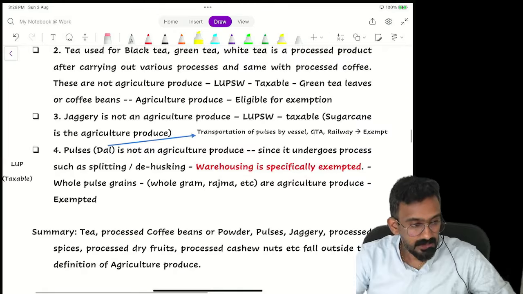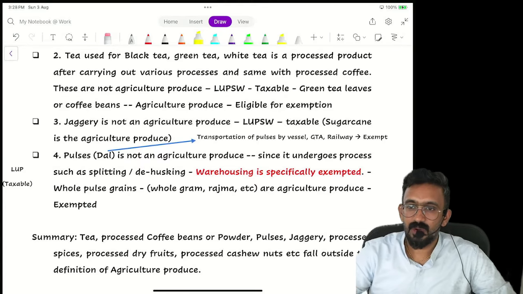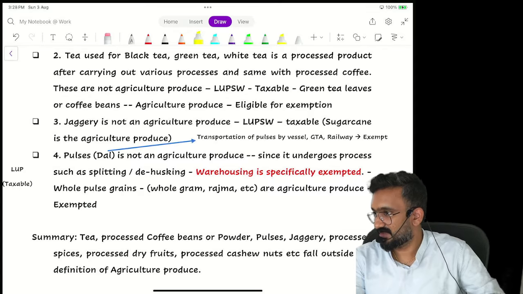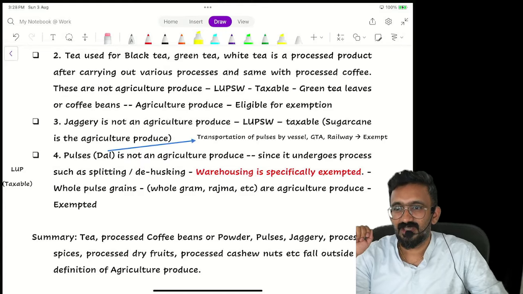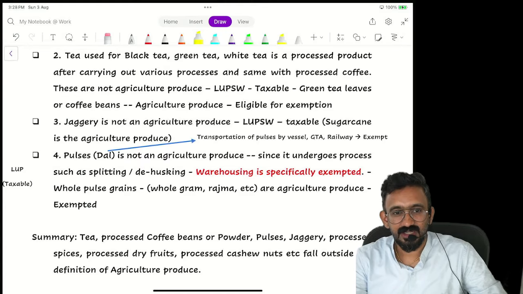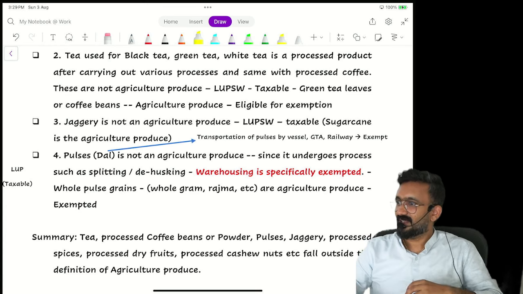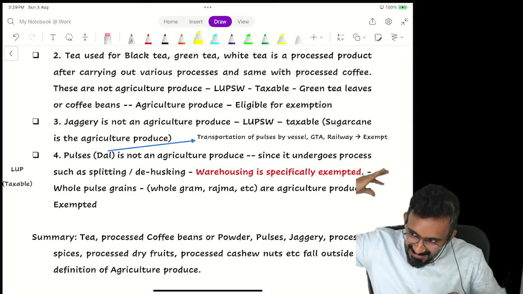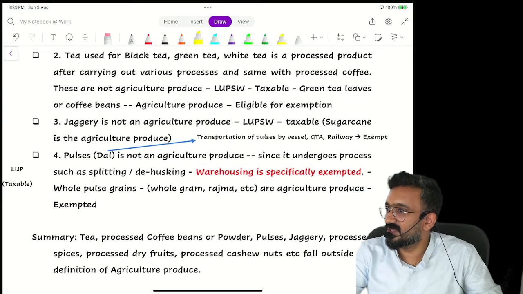Then, tea used for black tea, green tea, white tea is a processed product. So they're saying that whatever tea comes out of the tea factory is not considered to be agriculture produce. What is agriculture produce? If you go to Munnar or the Nilgiris, there are multiple ladies who will go into the tea garden. They'll pluck out the leaf, put it back. Pluck out this, put it back. Now how are black tea, white tea, green tea and all made?